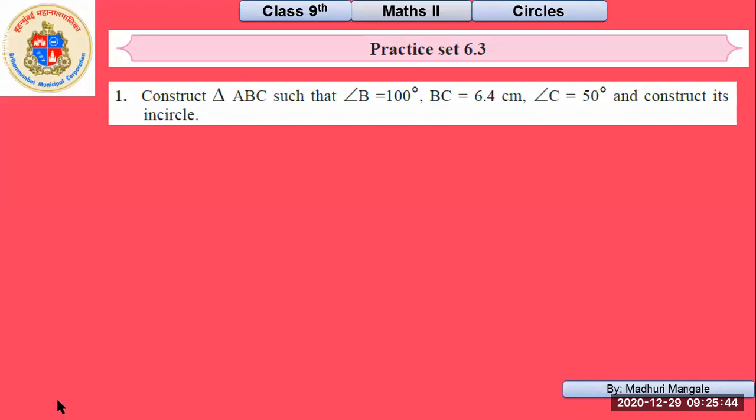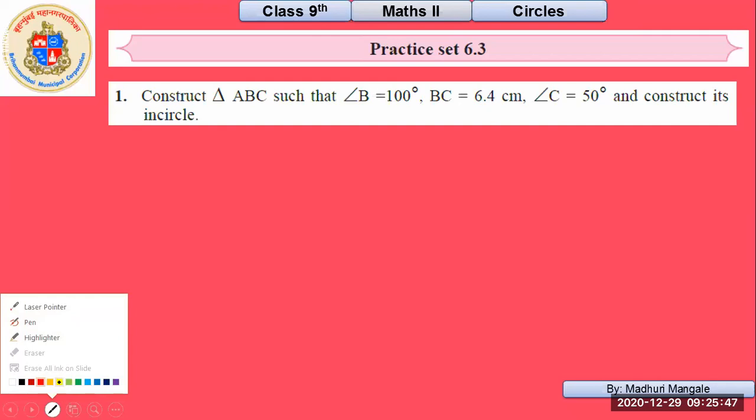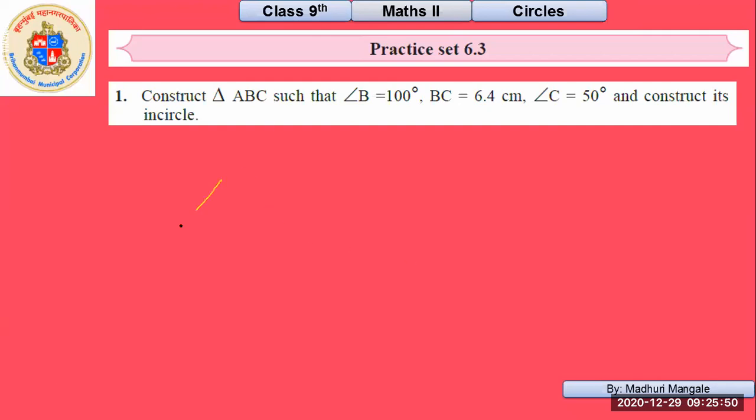Now it's time that you all should work out these problems with me. Okay, so step one, we are going to draw a triangle. We are going to draw the rough diagram. This is triangle ABC, where angle B is 100 degrees, BC is 6.4 centimeters, and angle C is 50 degrees. And we are asked to draw the incircle. So remember, for an incircle, we have to draw angle bisectors, right? For the incircle, we have to draw angle bisectors. Okay, so let's do the construction.